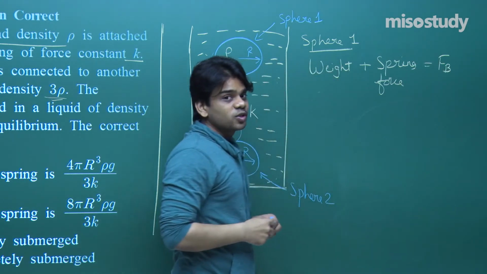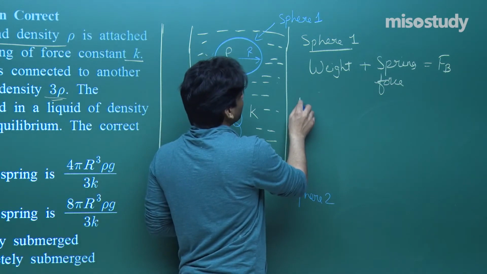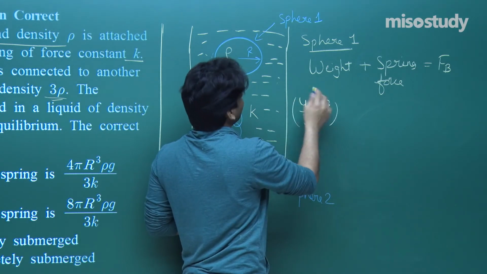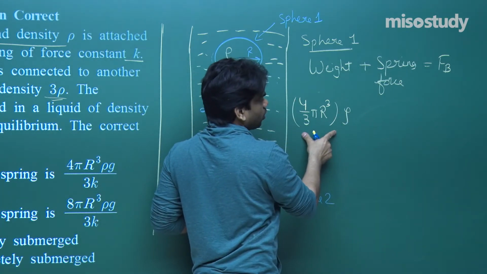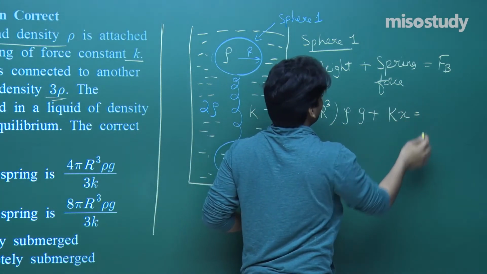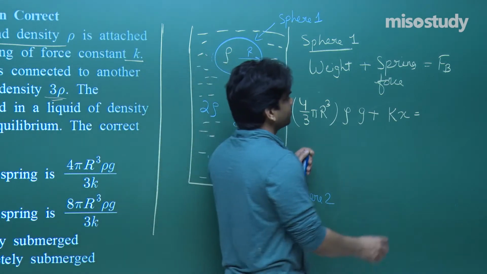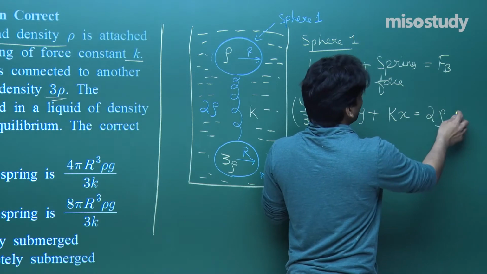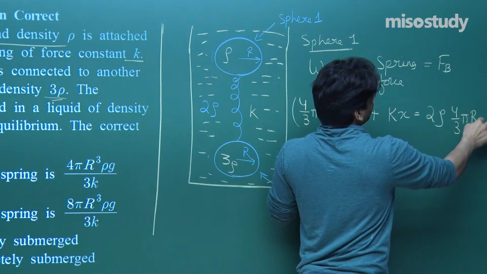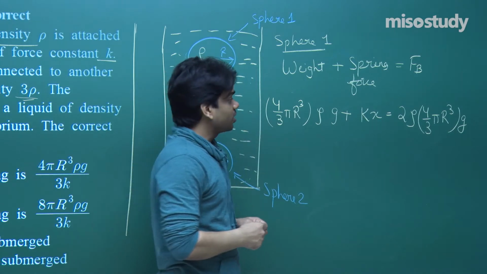This is what we can comment. Now its weight will be how much? Its volume into density into gravity. Its volume will be 4 by 3 pi r cube. Its density is given as rho, and this we got as mass into gravity, plus spring force, that is Kx, is equal to buoyant force, that will be equal to 2 rho, and then we got the density into volume, that is 4 by 3 pi r cube into g. We got this. Let's say this is equation number 1.